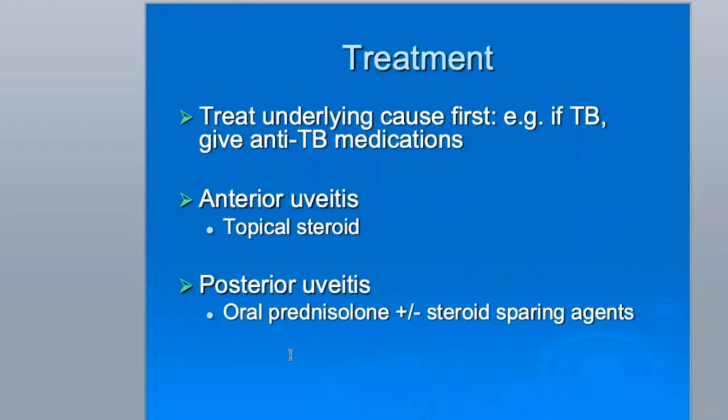If it's TB, you give anti-TB treatment. If it's just uveitis without any causative factor, then you might want to give them just steroid. There are some conditions whereby you do all the investigation, nothing comes back positive. Those kinds of patients, you just give them topical steroid. Posterior uveitis, you give them steroid as well, except if the patient has tuberculosis or infective causes.